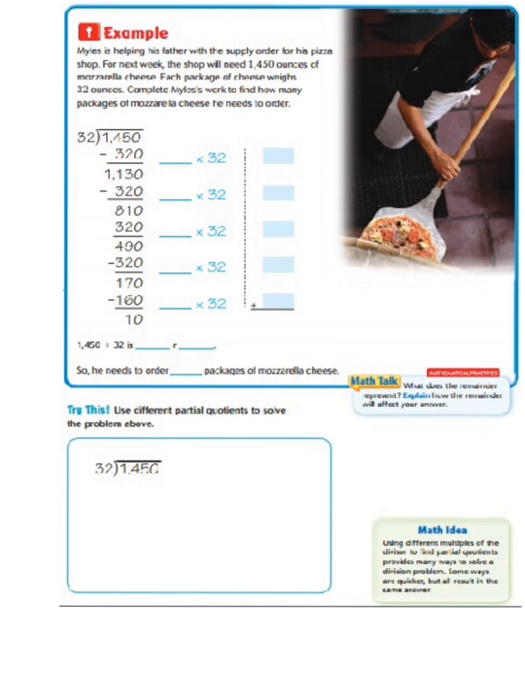It says that Miles is helping his father with the supply order for his pizza shop. For next week, the shop will need 1,450 ounces of mozzarella cheese. Each package of cheese weighs 32 ounces. Complete Miles' work to find how many packages of mozzarella cheese he needs to order.